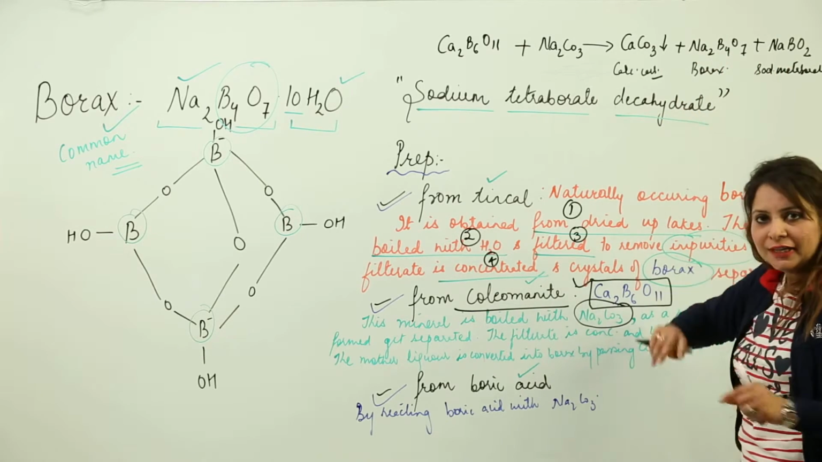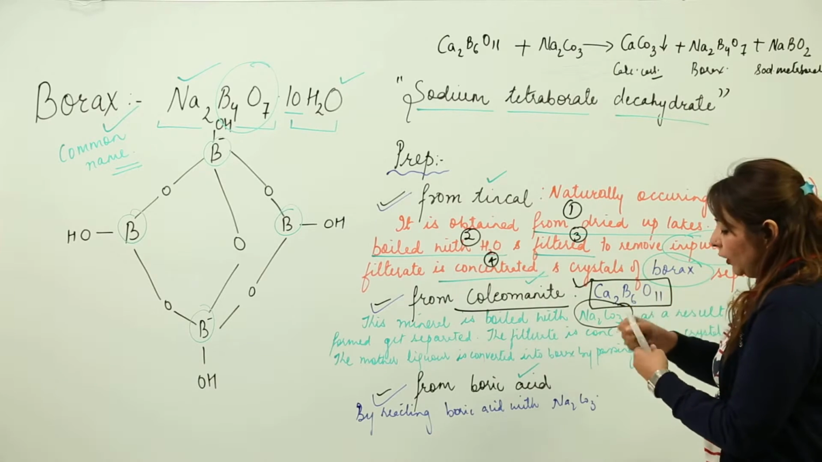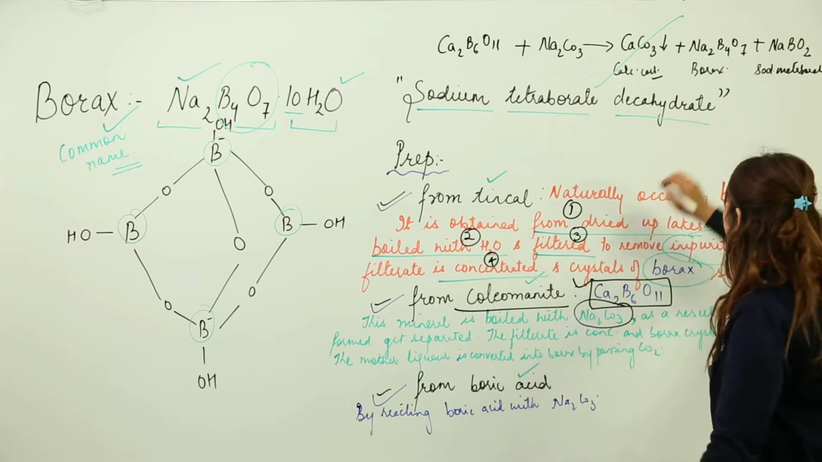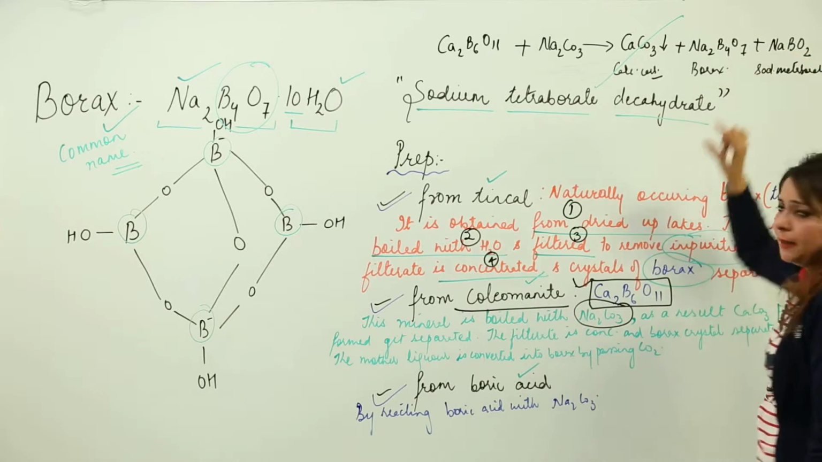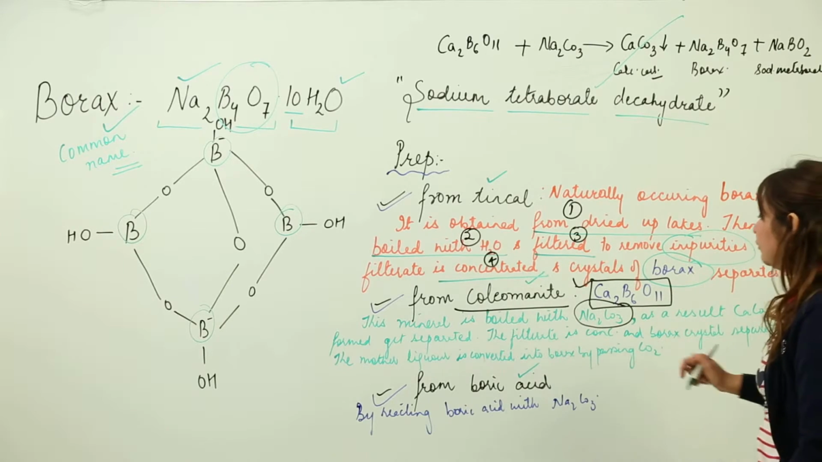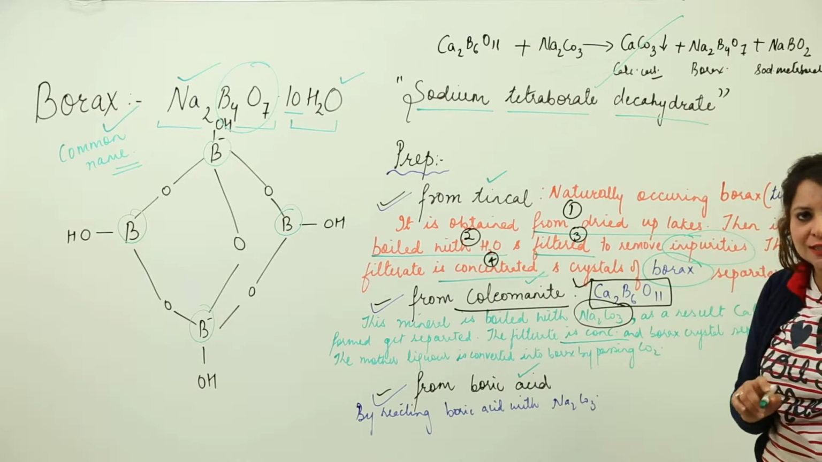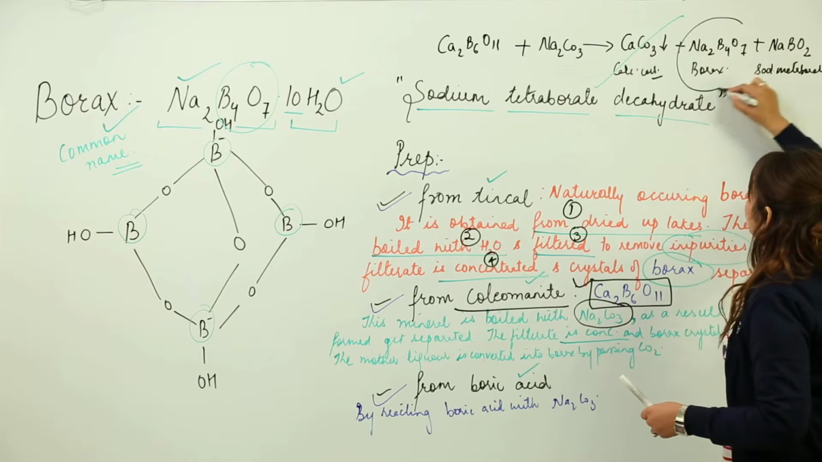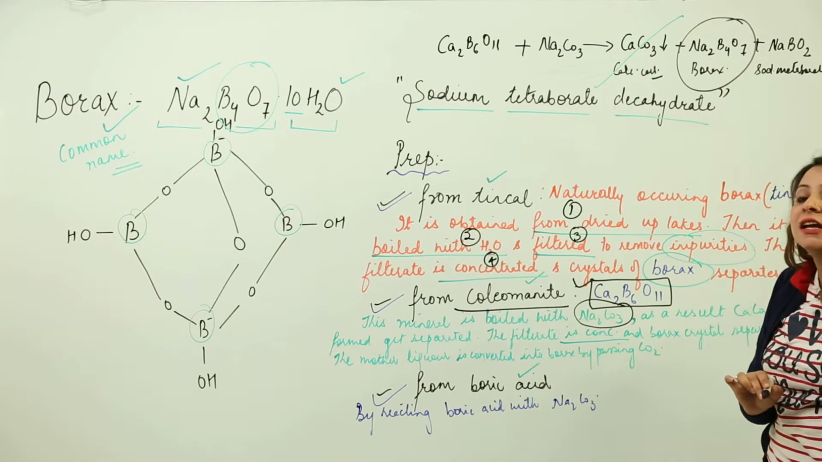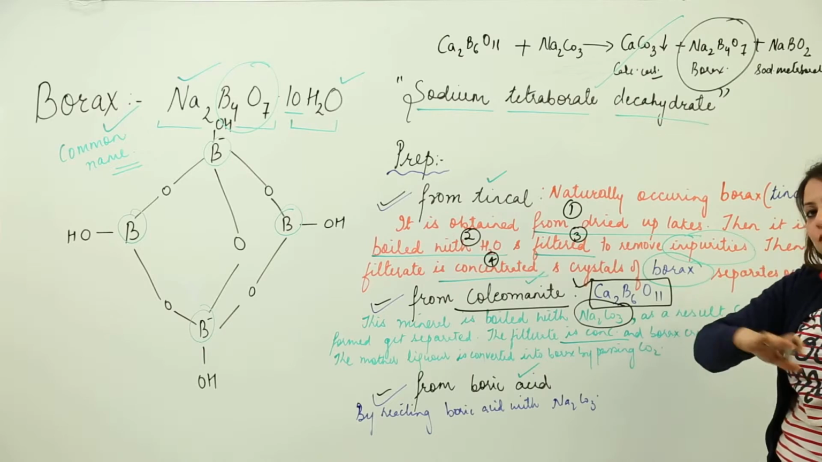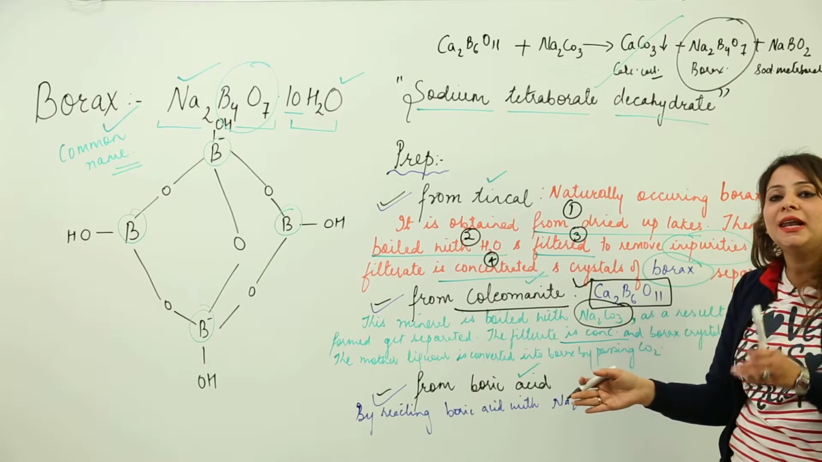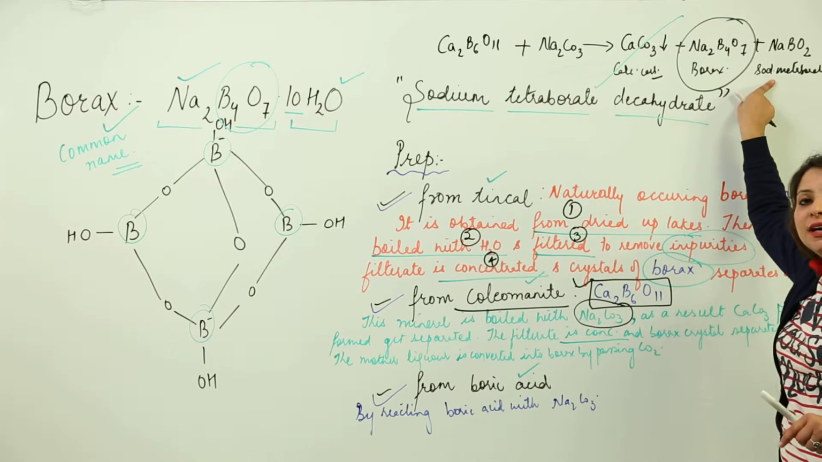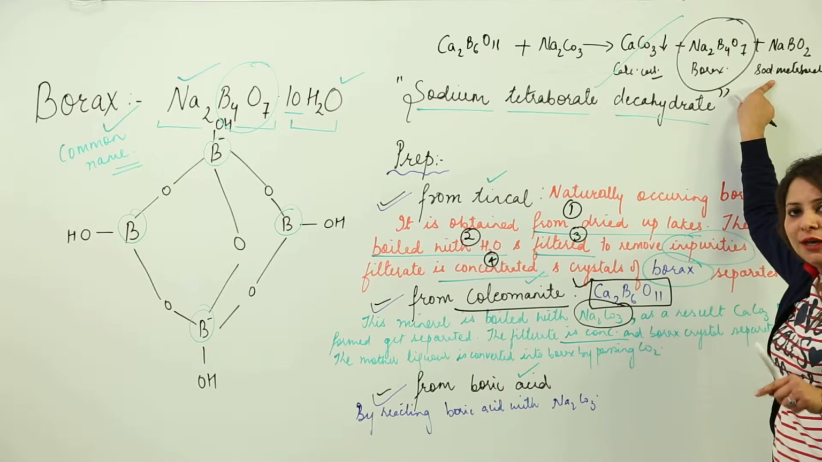Then you just filter it, and the calcium carbonate gets separated. Now we are left with the borax and sodium metaborate. Then we concentrate the solution, and when we concentrate the solution, the crystals of borax get separated. Now we have extracted the crystals of borax, but we are left with the mother liquor, which contains sodium metaborate.